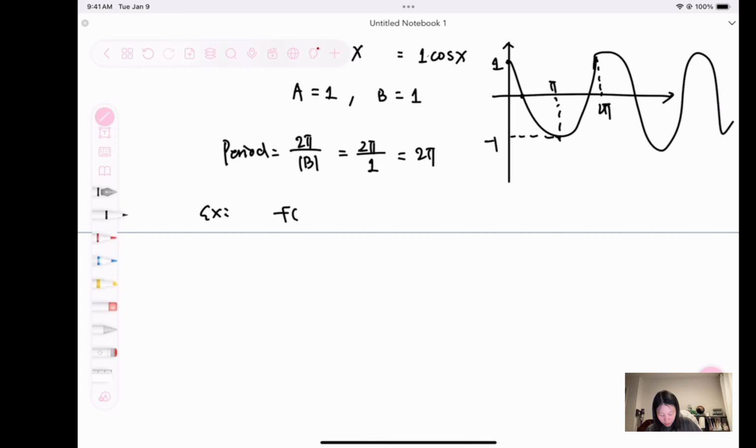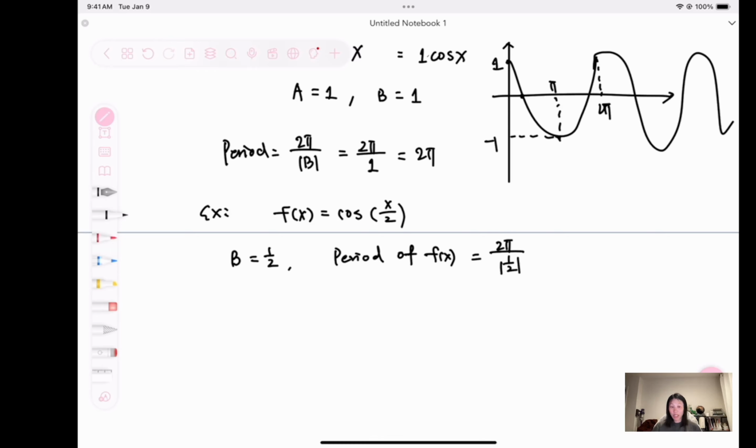Example: if f(x) equals cosine x over 2, what will be the period of this function? Well, in this case, our b is equal to 1/2. So the period of f(x) is equal to 2 pi divided by the absolute value of b, which is equal to 4 pi. That means this function is going to repeat every 4 pi.